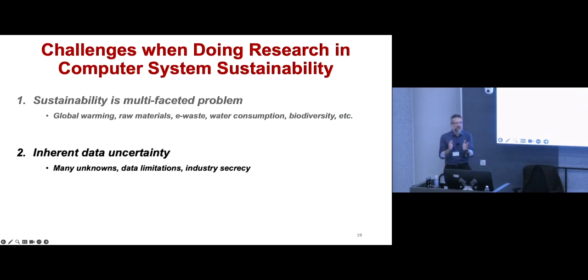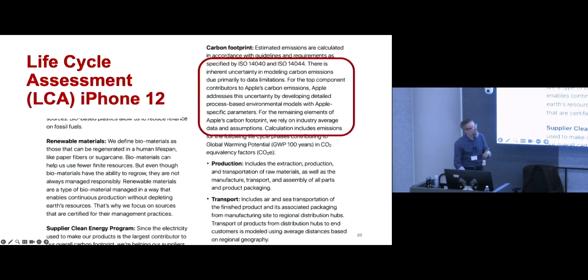So I hope I've convinced you that sustainability is much more than global warming. But there are other aspects that make it challenging to do research in this area, especially the inherent data uncertainty. There are many unknowns, and there's lots of industry secrecy. For example, if we look at this LCA, which stands for life cycle assessment, from the Apple iPhone, they're literally stating that for some parts of the carbon footprint, they have to rely on estimations and industry-wide assumptions, so they can't really provide explicit numbers for their specific supply chain. That's related to the manufacturing of the devices.